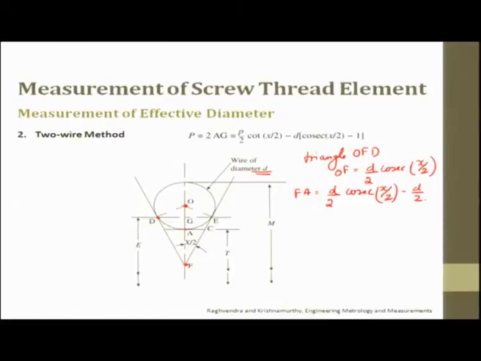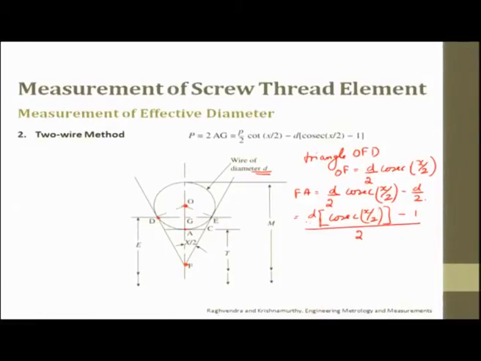F A is nothing but d by 2 cosecant x by 2 minus small d by 2. So, this in turn can be represented as d by 2 bracket cosecant x by 2 minus 1, divided by 2. I think here it is d.